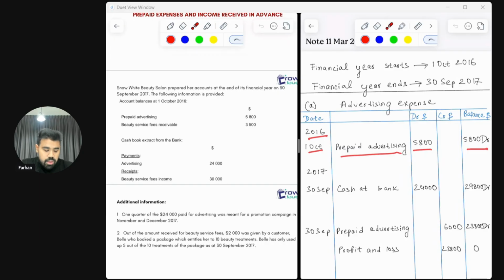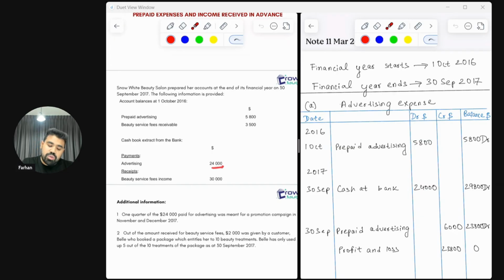Now, during the year, we know that we have made payments for advertising, and that was $24,000. So when we are making a payment for advertising, what's the journal entry? Because you have made a payment, your cash at bank balance goes down, and cash at bank is an asset. If the balance goes down, we have to reduce that asset. When assets go down, we decrease it, we have to credit it. So we credit the cash at bank account and we would have debited the advertising expense account, right?